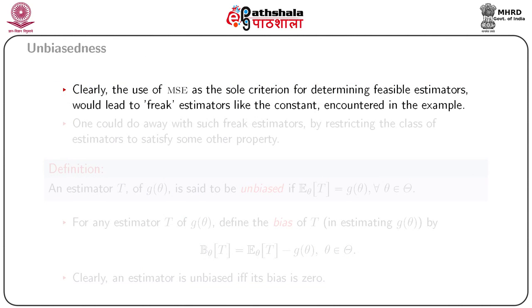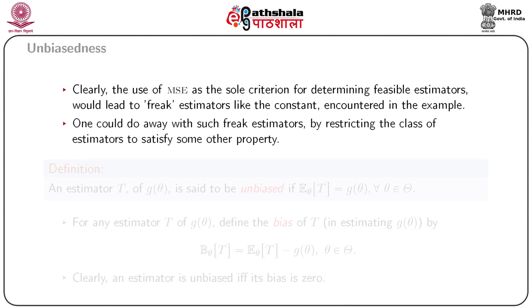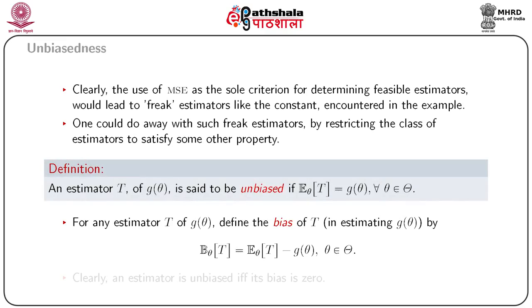From the above discussion, it is clear that if MSE is the only criterion in search for a good estimator, then there may be some freak estimators like T dash, which would perform better than a generally good estimator at some specific points. It is therefore necessary to eliminate such freak estimators in search for a good estimator. Now we define the unbiased estimator.